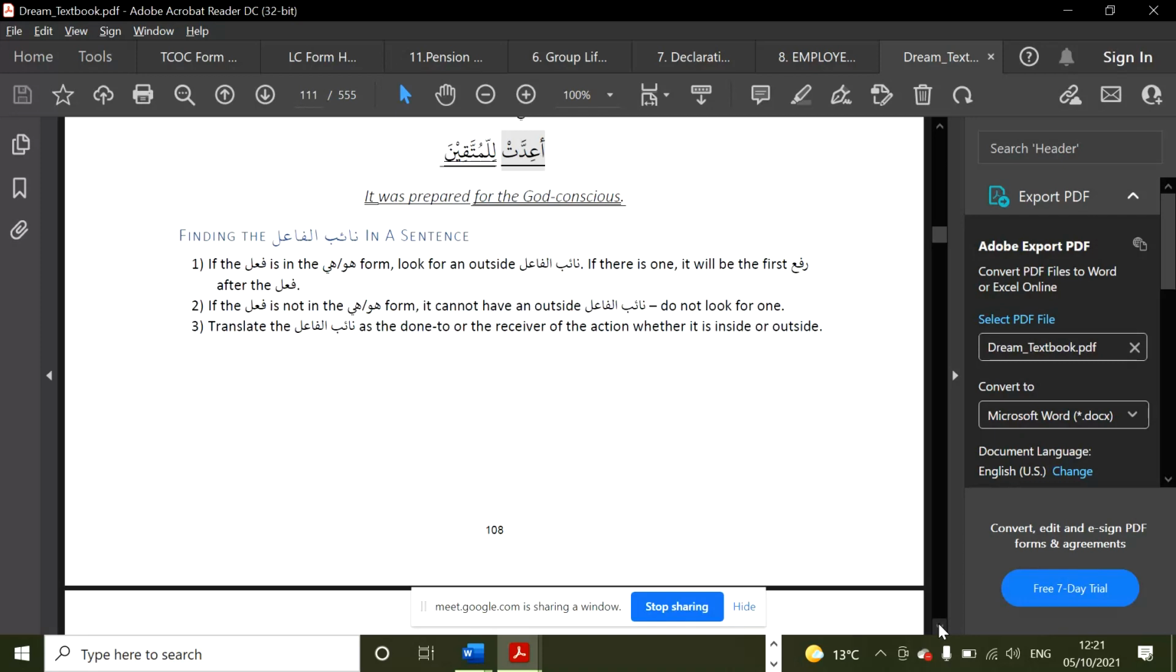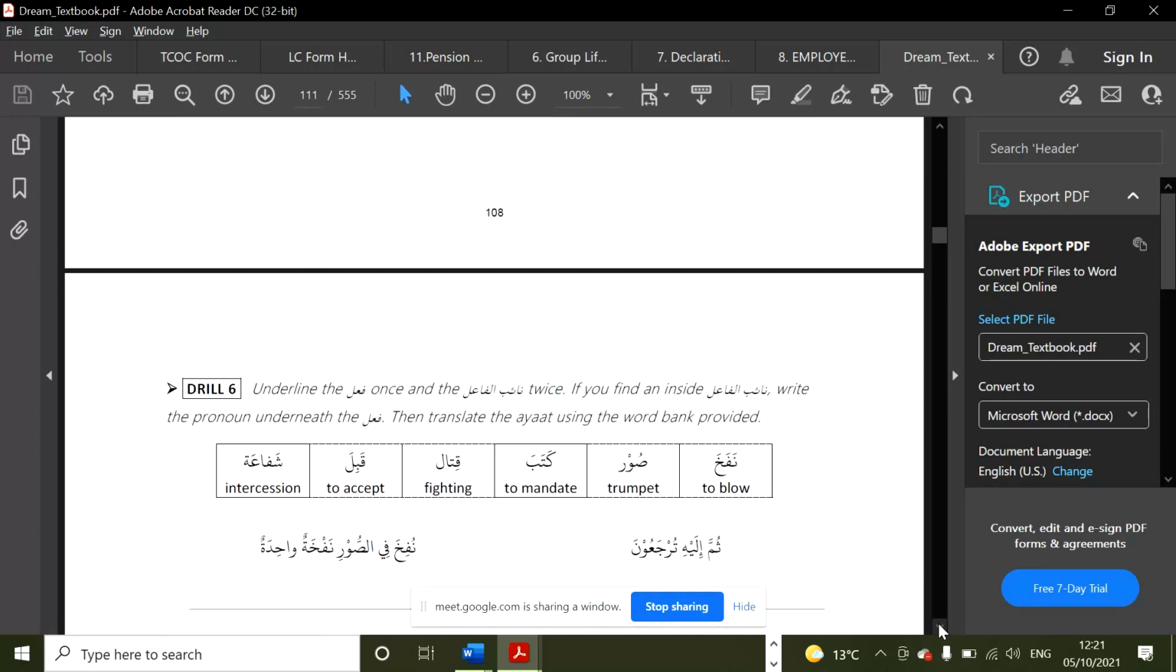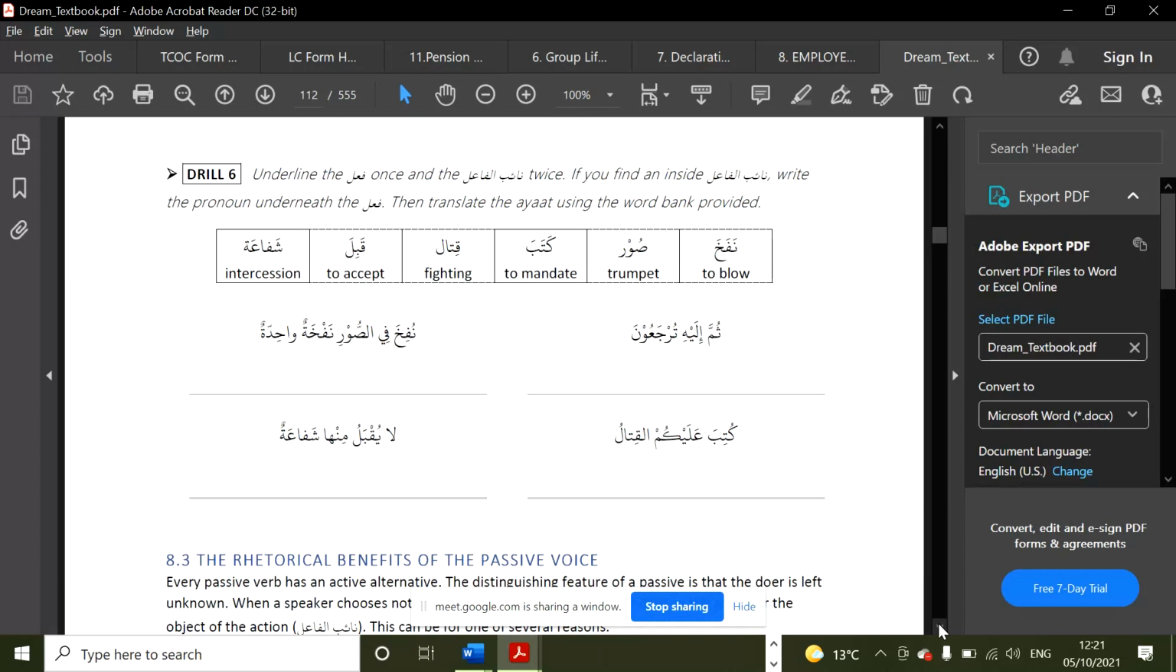And because this action is not performed by a naibul fail, but is performed on the naibul fail. So this is how we translate our passive sentences. So now we'll do the drill. What you have to give me is what is the fail and what is the naibul fail here. And if it is an outside naibul fail, then you have to translate the ayah given the word bank.